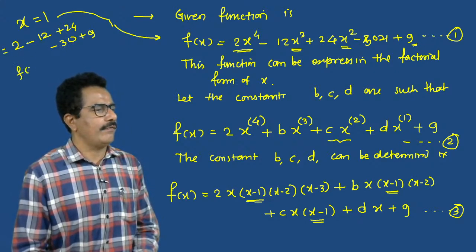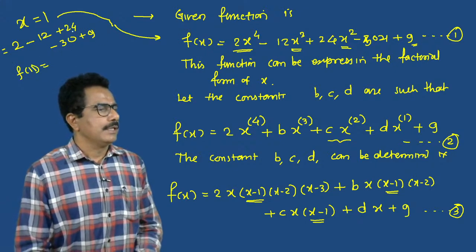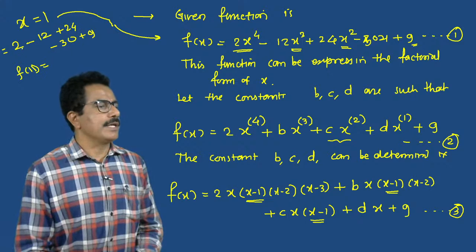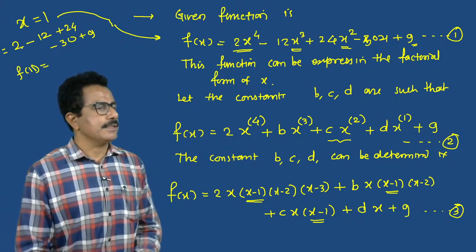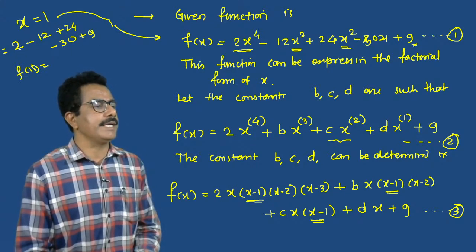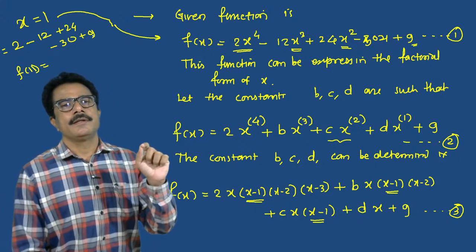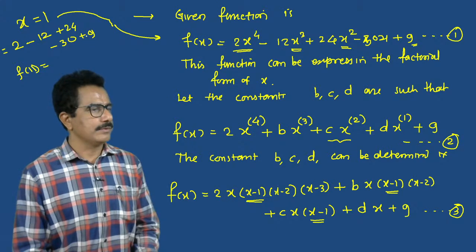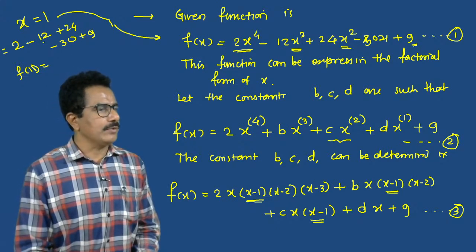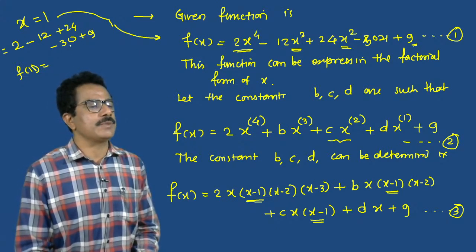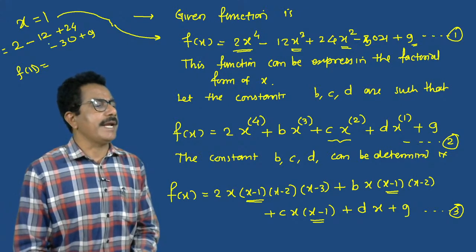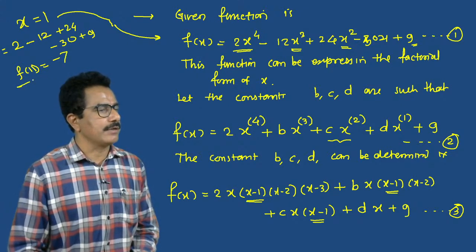So f of 1 is equals to, अभी देखो यहाँ पे 24 plus 2. See this, 24 plus 2 means 26. 26 plus 9 means 35. 35 minus 30 means 5. 5 minus 12 means minus 7.